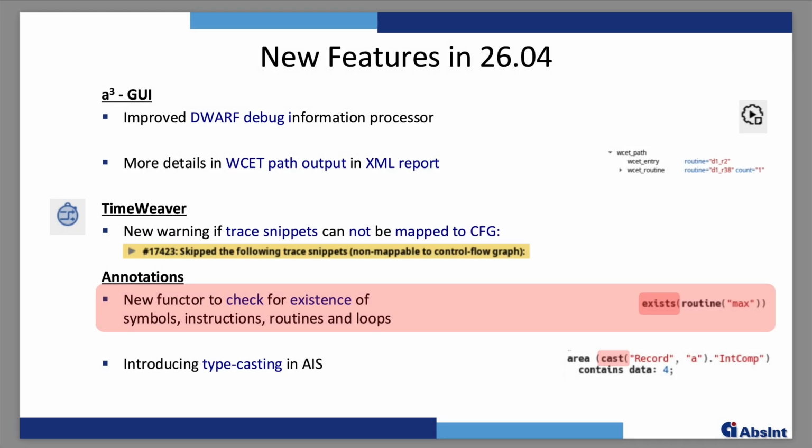Now let's enter the section on new annotations in this release. The first new one is a new functor, which allows to check for the existence of symbols, instructions, routines, or loops. This can nicely be used within some if annotation scopes, for instance, and also as an alternative to the try directive. Let me show you how this works.